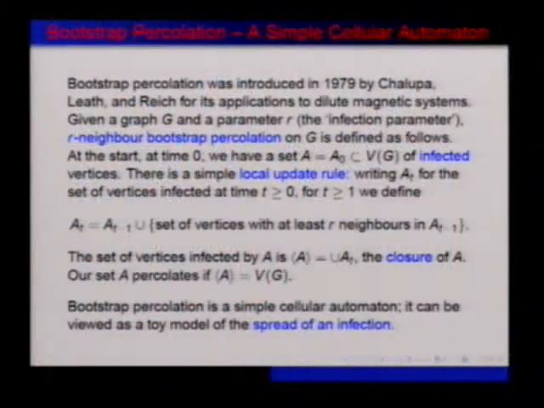Eventually, of course, the process stops if we take a finite graph, although we may take an infinite one, as we shall a little later. And then we get the closure of the original set. It's a set containing the original set, which does not infect any more vertices. Of course, it's supposed to model a spread of infection, just as percolation was supposed to model the way a liquid goes through a porous medium.